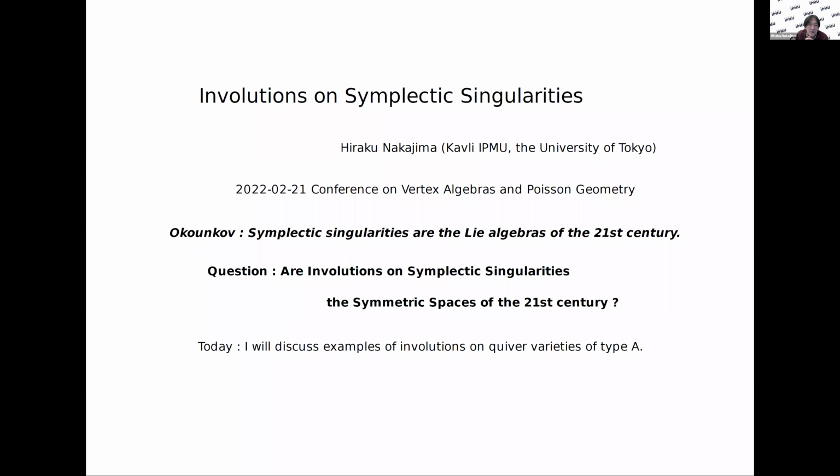Okounkov once said the symplectic singularities are the real algebra of the 21st century. So I'm interested in involutions of symplectic singularities. Maybe involutions of symplectic singularities are the symmetric spaces of the 21st century. Of course, it is very far away to classify symmetric spaces in the sense of the 21st century. So I don't intend to talk about the general theory of involutions of symplectic singularities. I will just discuss examples of involutions, in particular the case of quiver varieties of type A.